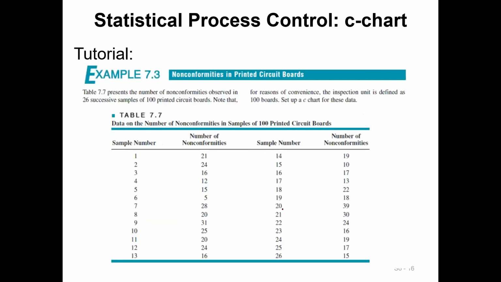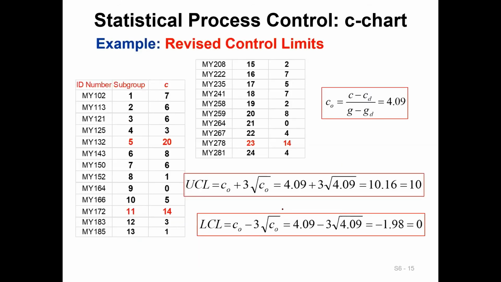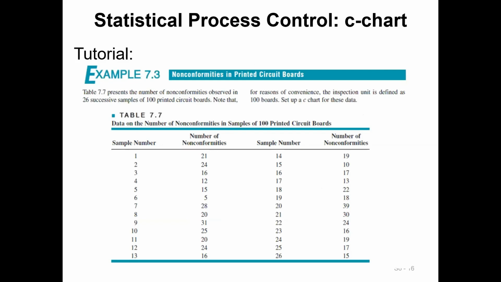Okay. And continue doing that until the process is stable. Then when the process is stable, the center line represents the process capability for this particular process. Okay, that is all for the C chart. That's why I told you it's very quick. And this is the exercise or tutorial for the C chart.